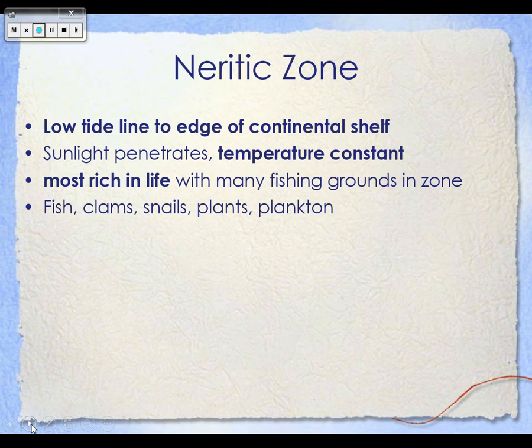The neritic zone is from the low tide line to the edge of the continental shelf. It's where sunlight penetrates and the temperature stays fairly constant. This is the most rich in life. This is where your fishing grounds are. Most of your main types of fish are literally in the neritic zone.